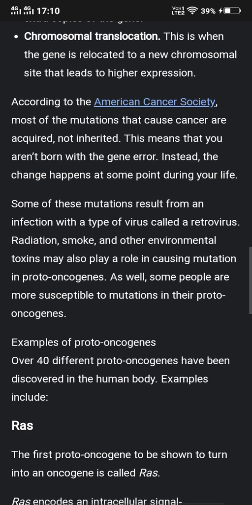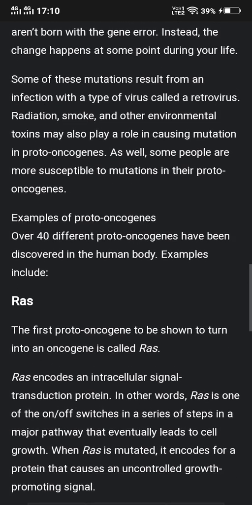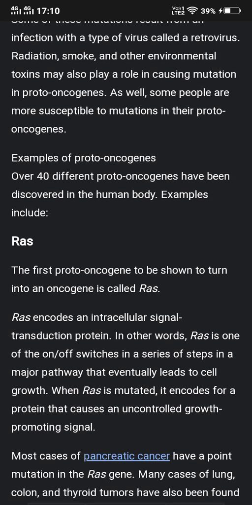Examples of proto-oncogenes include RAS. The first proto-oncogene known to turn into an oncogene is called RAS. RAS encodes an intracellular signal transduction protein. In other words, RAS is one of the on-off switches in a series of steps in a major pathway that eventually leads to cell growth.